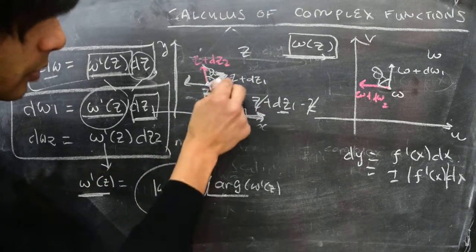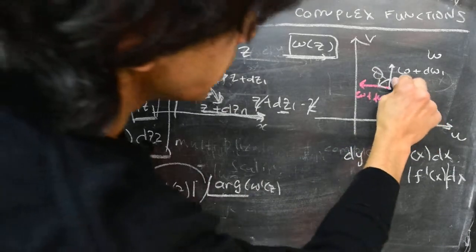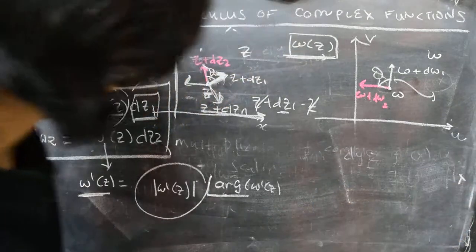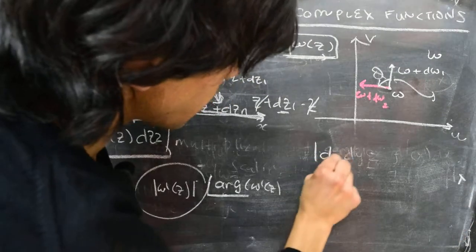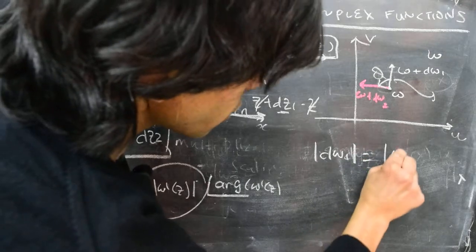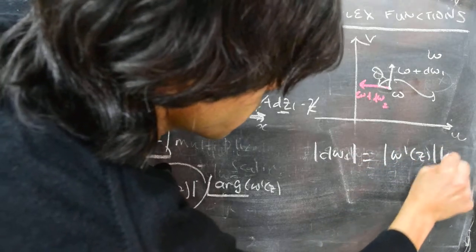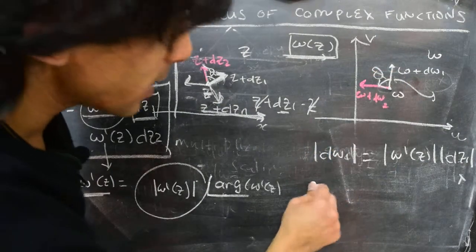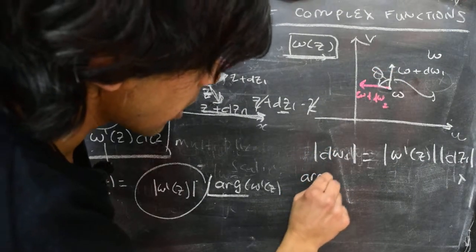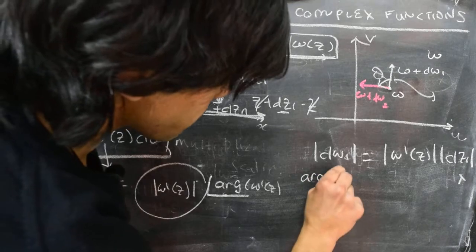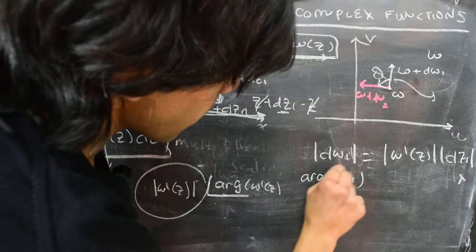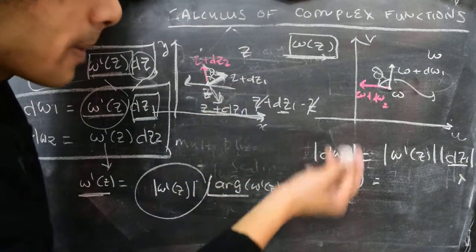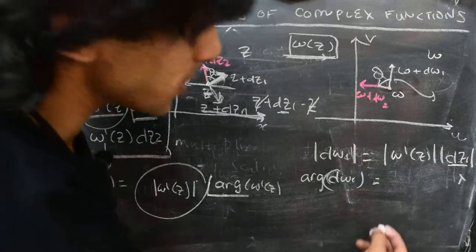And so all these arrows will be scaled up by the same amount. So the magnitude, the length of this arrow, for instance, the modulus of dw1, will be the modulus of w prime z times the modulus of dz1, right? Whereas the argument of dw1 will be whatever angle dz1 was making with respect to the x-axis plus the argument of w prime z.